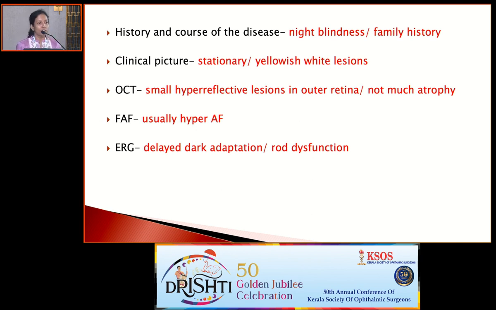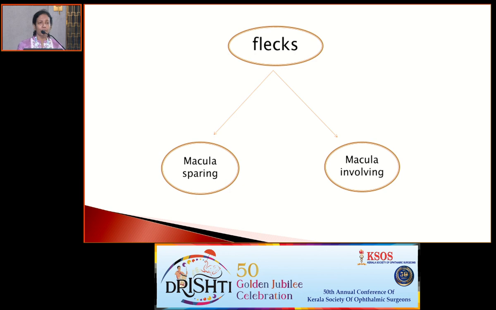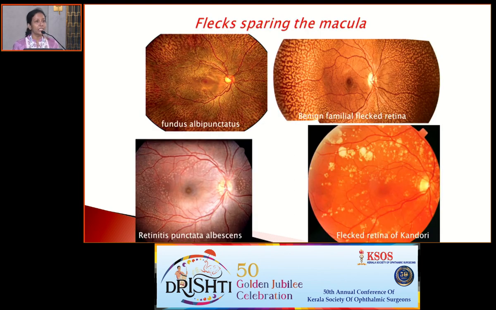Now, if you have a patient with a positive family history of night blindness, and clinical picture showing plenty of yellowish-white lesions on the retina, and ERG showing rod dysfunction, you are mostly dealing with a condition called flecks. Now, the first question that you ask when you see flecks is whether it is macula sparing or macula involving flecks. Flecks sparing the macula mainly fall into 4 main categories. So how do you differentiate between them?